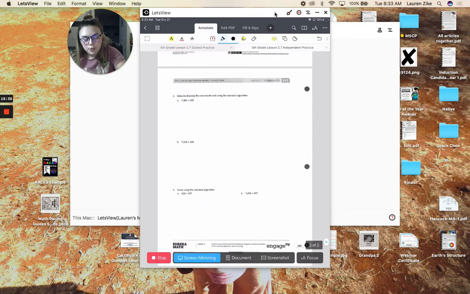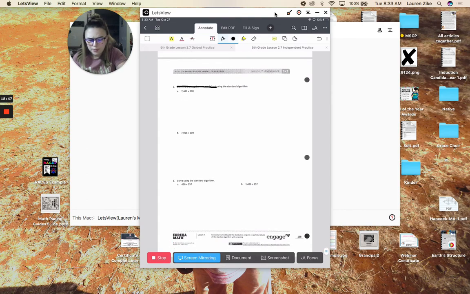For number 2, we're going to take out the solve by drawing an area model. I want you to solve these two using standard algorithm. Actually, no, I'm sorry. I made a mistake there. We're not going to take that out. This one we're going to take out the and we're going to change it to or. So you can choose which one you want to use for these ones. And for number 3, you're going to solve these ones using standard algorithm.